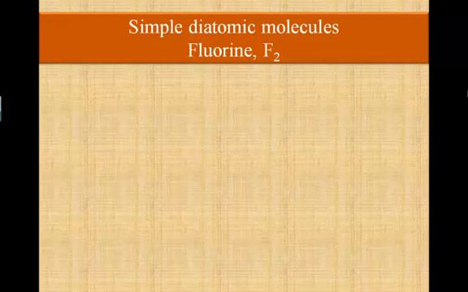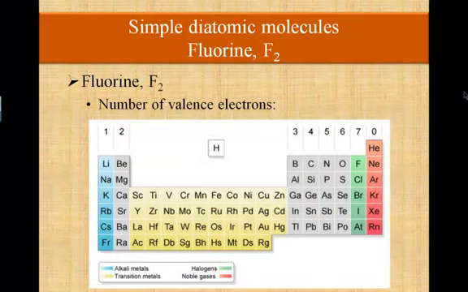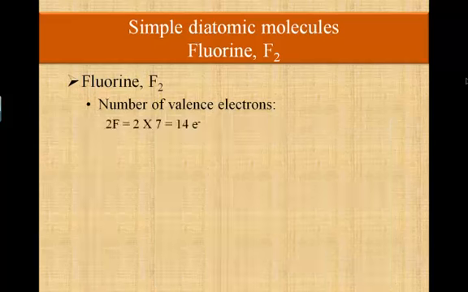Let's look at some simple examples of diatomic molecules. And let's look at fluorine. First thing you want to do is figure out the number of valence electrons that you're going to have to account for. So we go to our periodic table and we look for fluorine. And we can see that fluorine is in group 7. That means that each fluorine has 7 electrons in its valence shell. So each fluorine will contribute 7 electrons. So I have 2 fluorines. 2 times 7 is 14 for a total of 14 electrons.